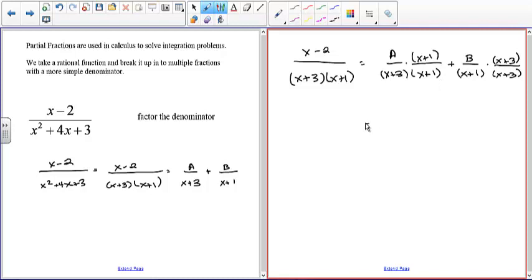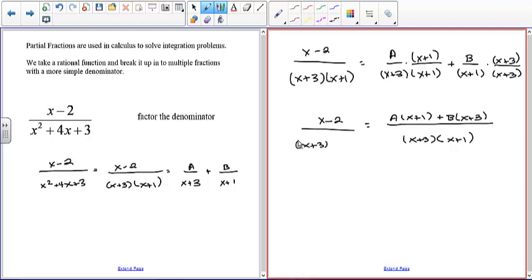Now, if we combine these two into one fraction, the denominator is x plus 3 times x plus 1. And now all we have to do is figure out what a and b are such that this side equals this side. So you end up ignoring the denominator at this point because they're the same.